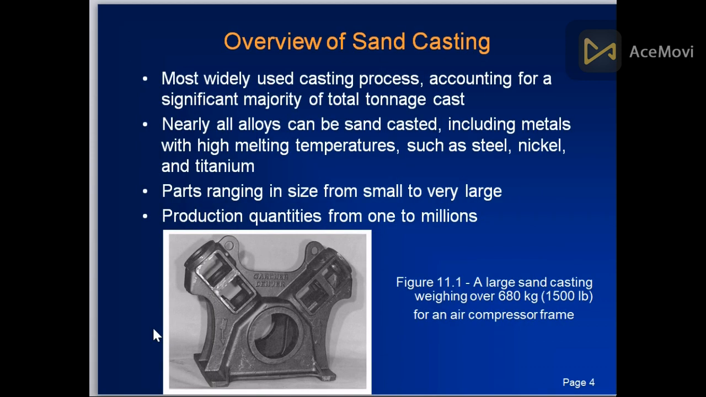A little bit of overview of sand casting. It is the most widely used casting process in the world, accounting for a significant majority of total tonnage cast. Majority of casting is done by sand casting. Parts range in size from small to very large. In casting, we can create a very small part to a very large part. Production quantities range from 1 to millions. We can make one part and maybe millions. This is a large sand casting, with a weight of 680 kilograms, in other words 1500 pounds, for an air compressor frame.